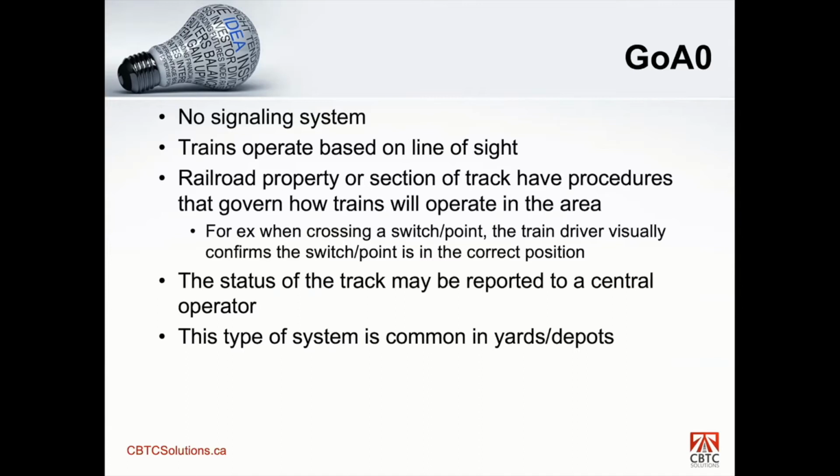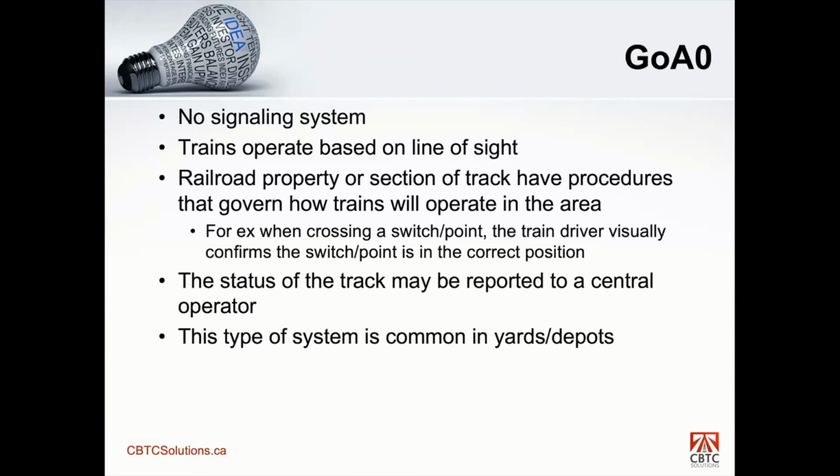The status of the track may be reported to a central operator. There might be switches there. It'll be sent back to a central operator to indicate to that operator what the position of the switch might be. Some basic information so a central authority can see at least some statuses of that track, but it's not necessary. It could be completely dark in many instances.